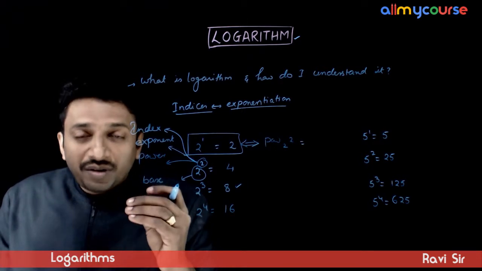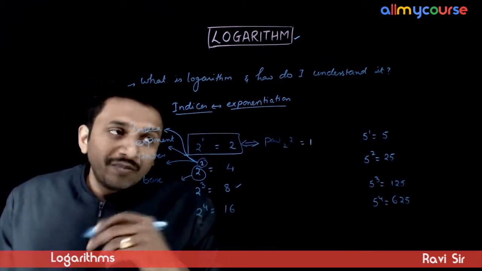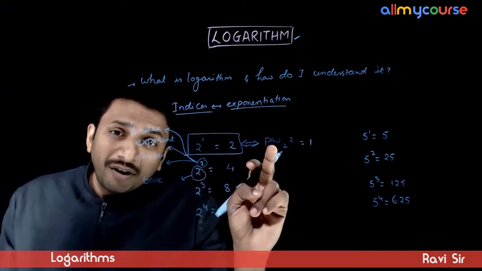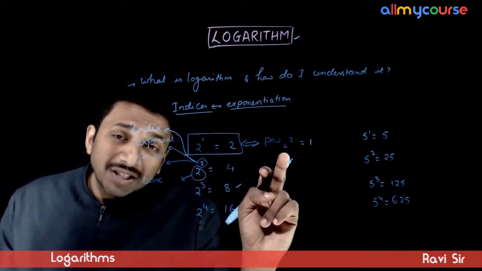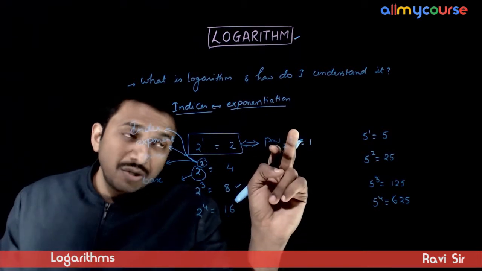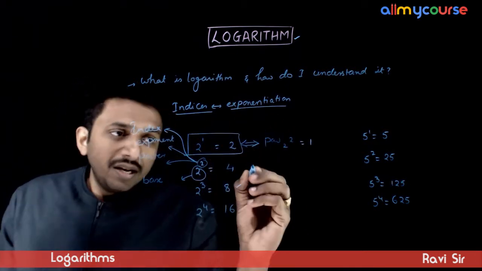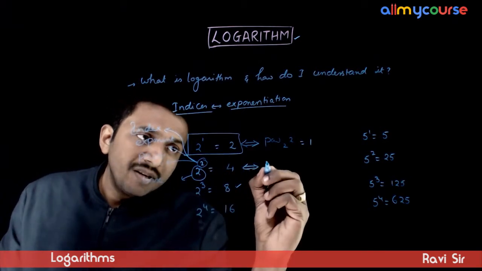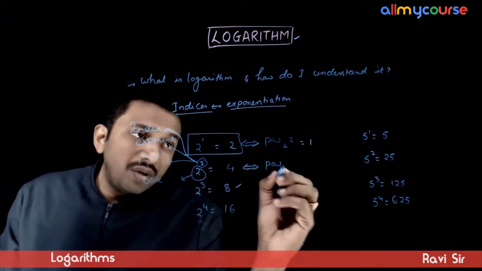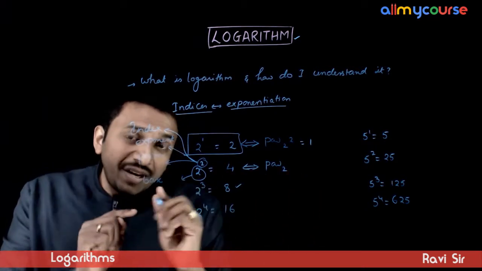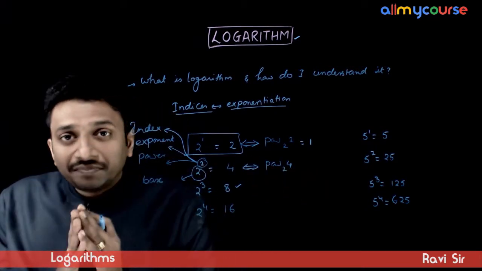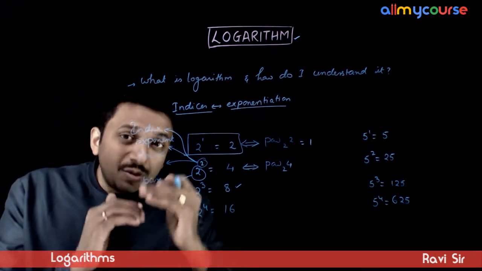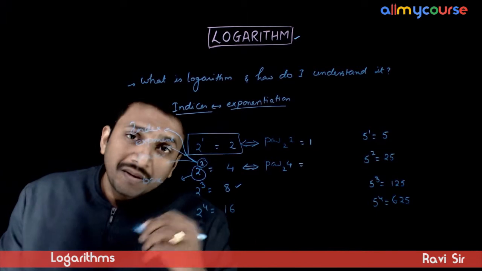So we know that 2 has to be raised to the power 1. So the power of 2 present in 2 is 1, or the power to which this base 2 has to be raised to get the answer as 2 is equal to 1. Now, can I write the same equation like this? What is the power to which the base 2 has to be raised to get 4 as the answer? The answer should be 2.